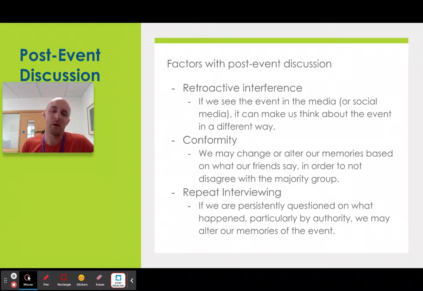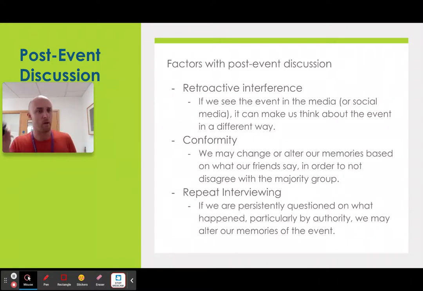And the other thing as well, and this is quite similar to what we've talked about so far. But if you are repeat interviewed, and this by the way does apply to just saying the same thing to loads of people. So I didn't just go to Gil, I didn't just go to Dan about this. We talked about it in every class of the day, and people were asking us questions like, "What the hell? What was happening?" If you are persistently questioned on what has happened, you are likely going to alter it.